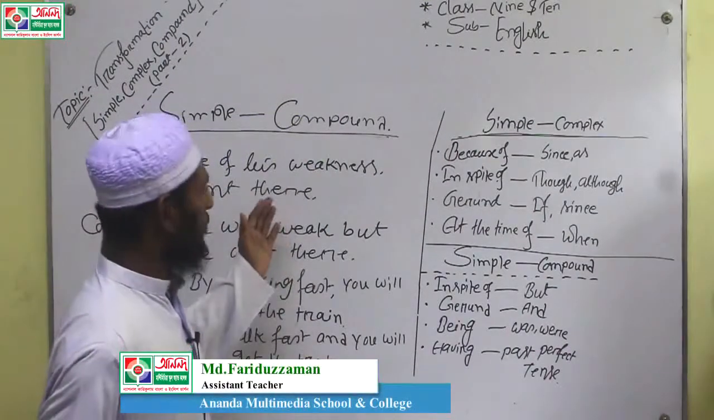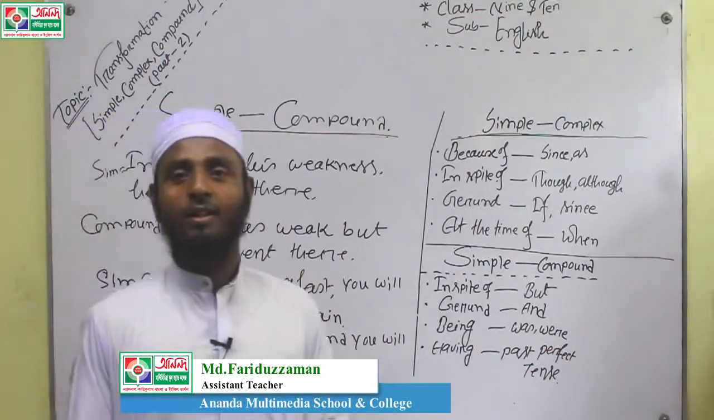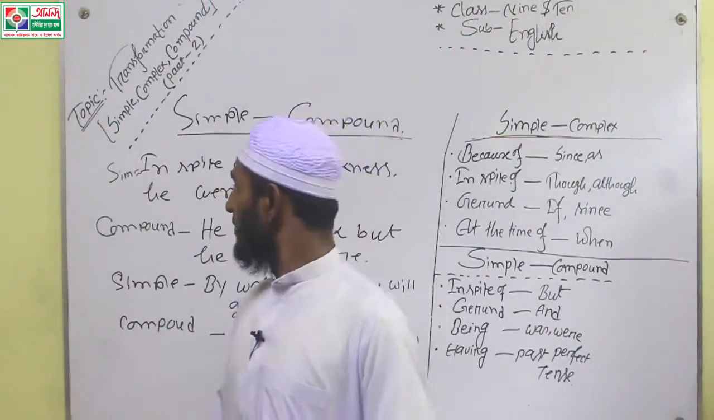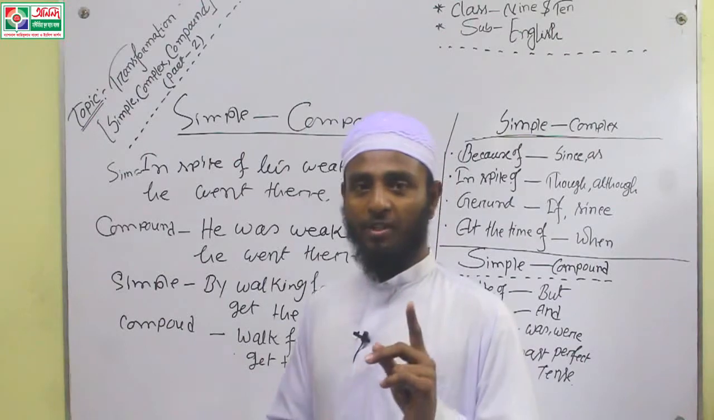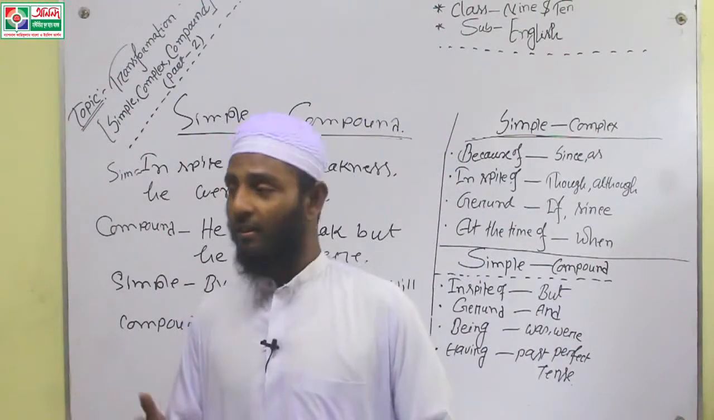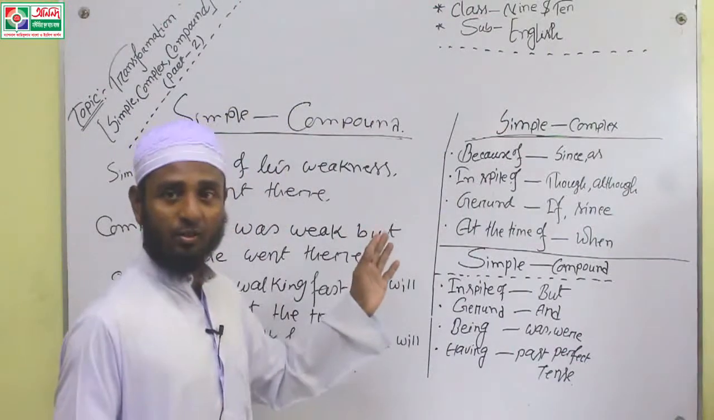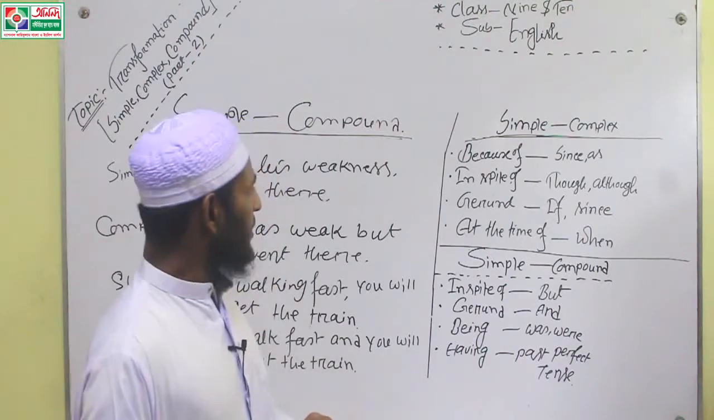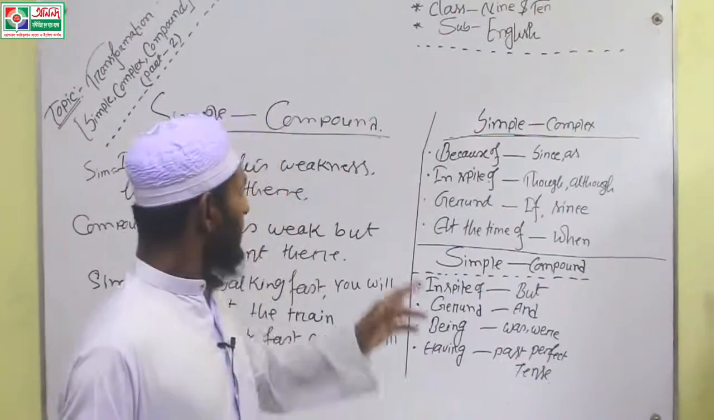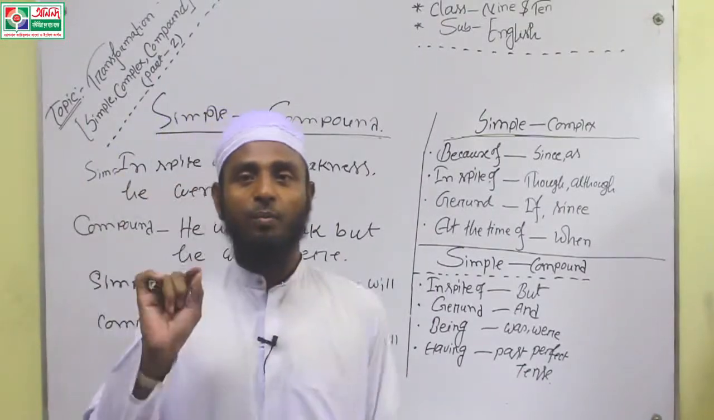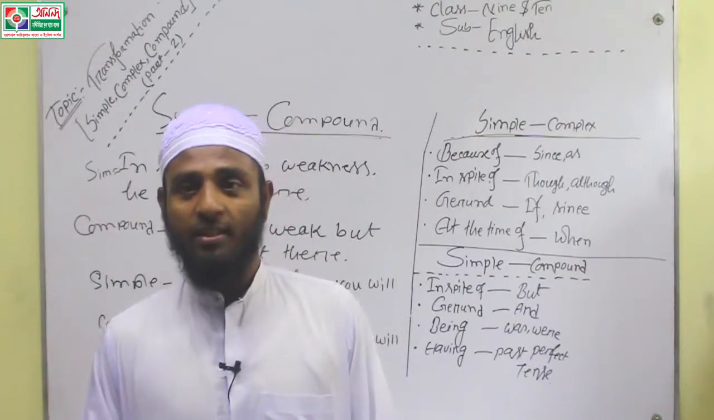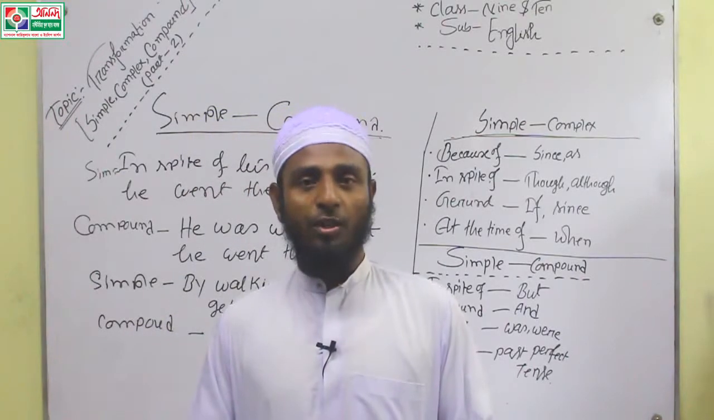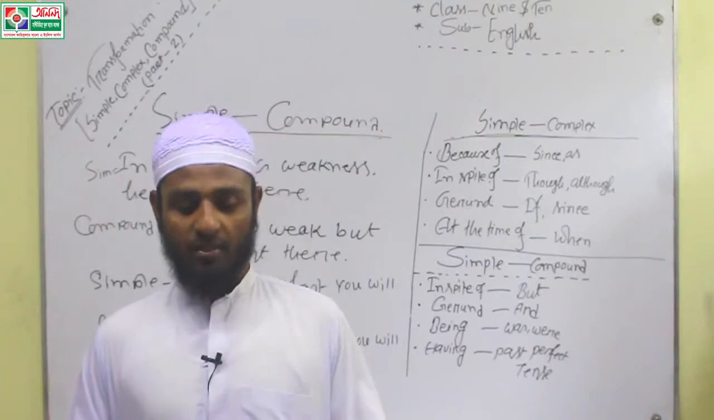Dear learners, today I have already discussed simple to complex, complex to simple, and simple to compound. This discussion was in segment 2, that means part 2. I have divided my lecture into 3 parts: part 1, part 2, and part 3. By the end of part 2, I think you have got simple to complex, complex to simple, and simple to compound. In part 3, I will discuss compound to simple, complex to compound, and compound to complex.